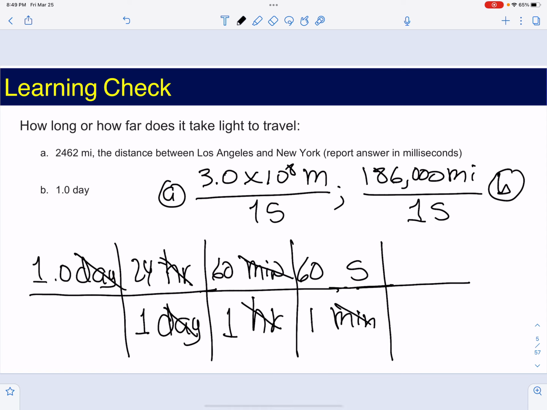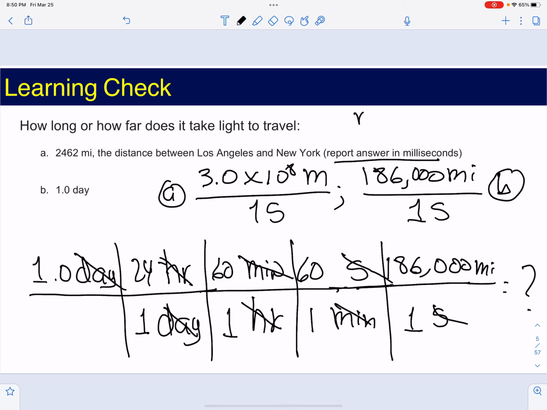Now that I have seconds, I know that in 1 second I can travel 186,000 miles. And when I do all that operation, 1 times 24 times 60 times 60 times 186,000 divided by 1, that will tell me how many miles I can travel in 1 day if I travel at the speed of light. By the way, the first one I was asking in milliseconds.